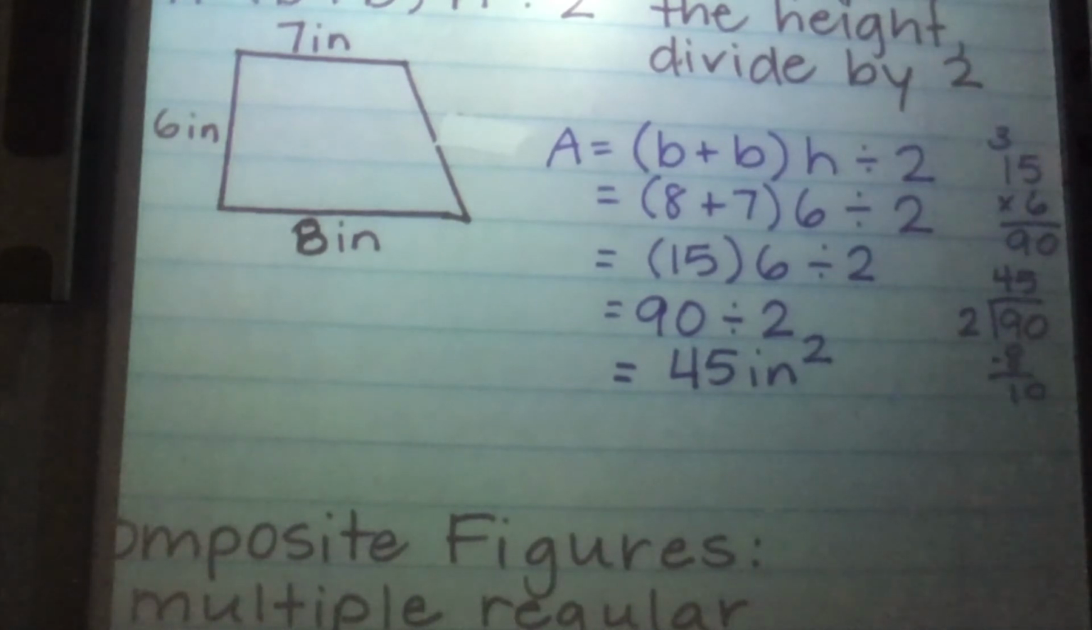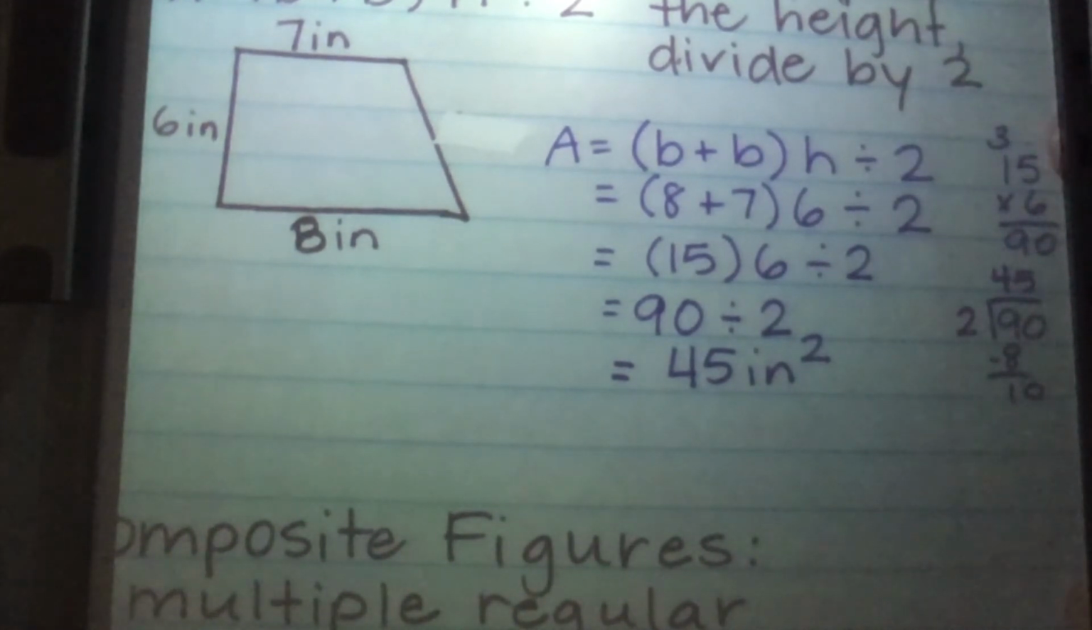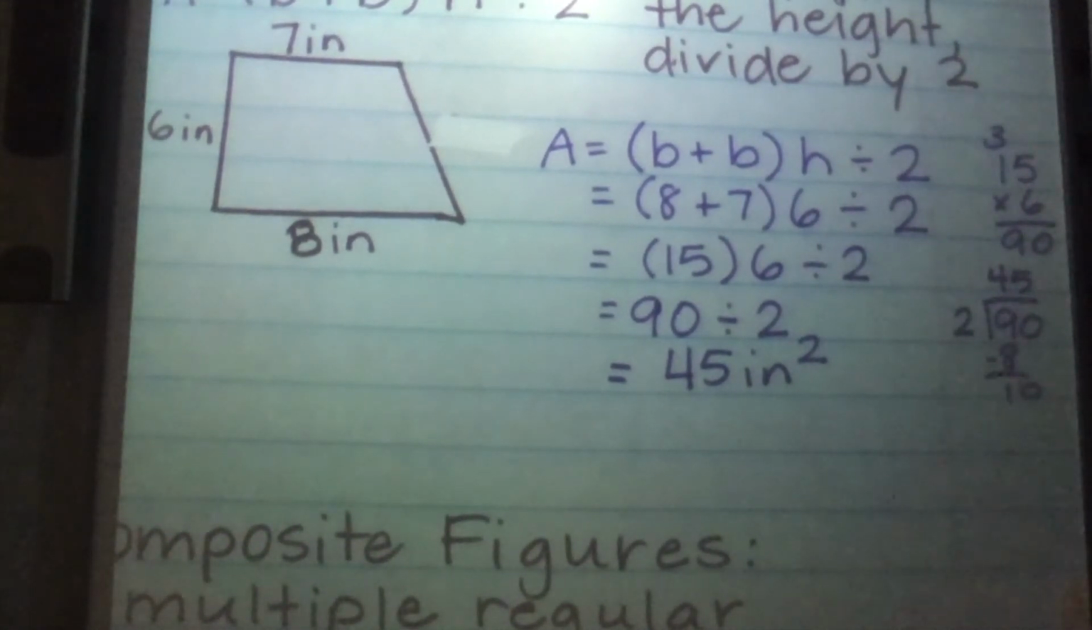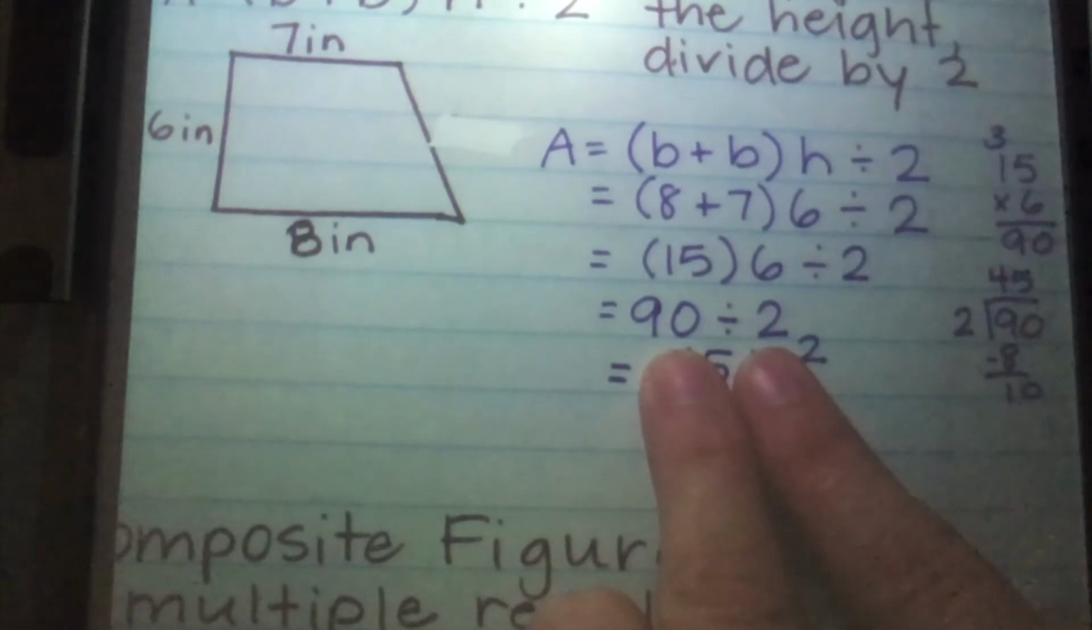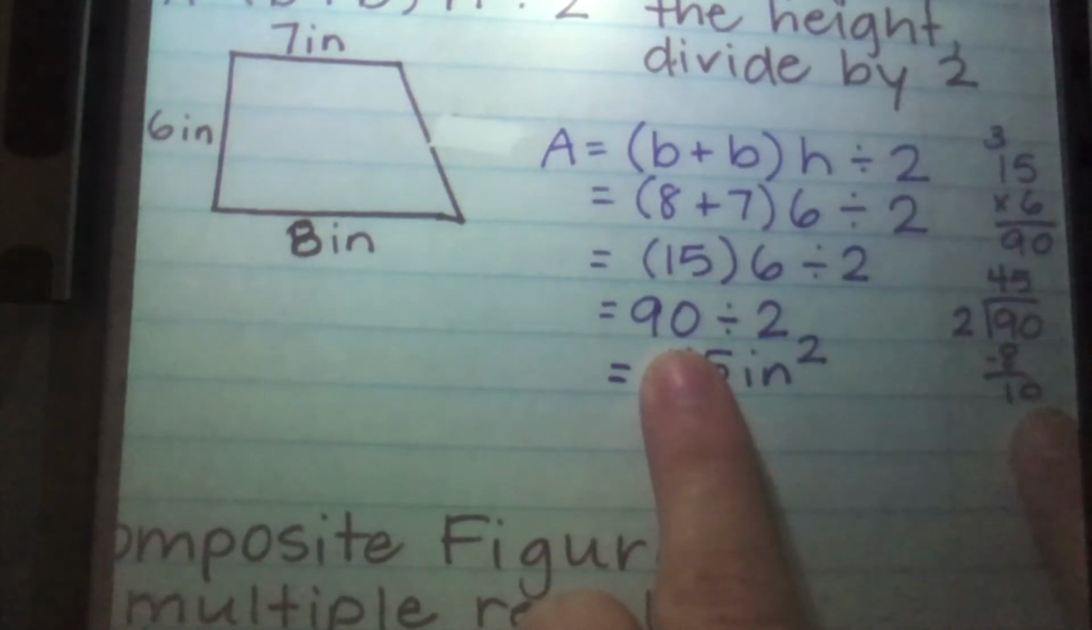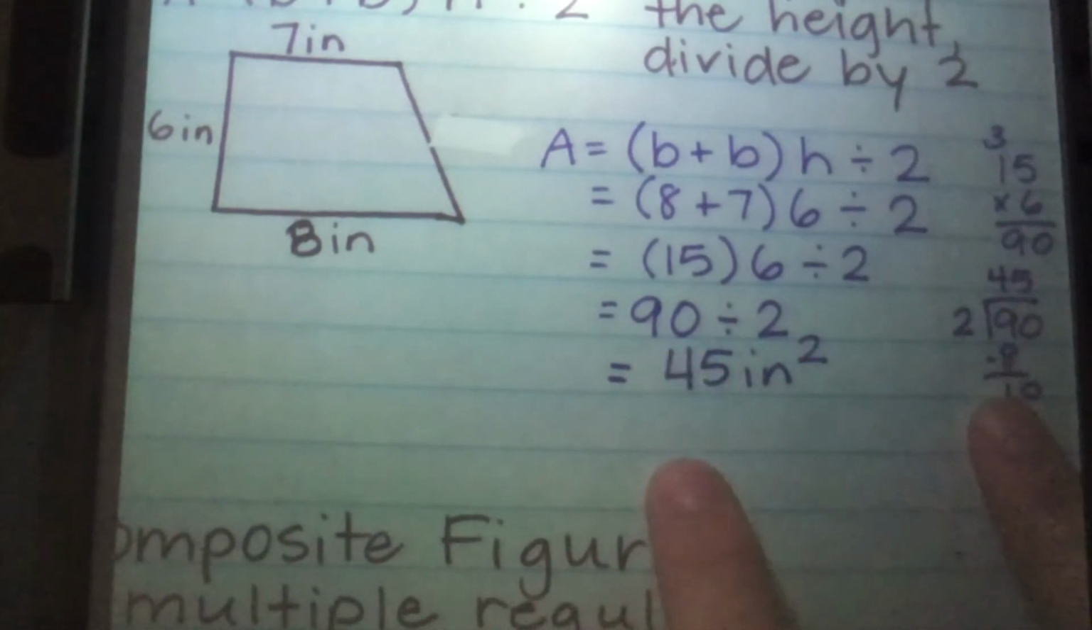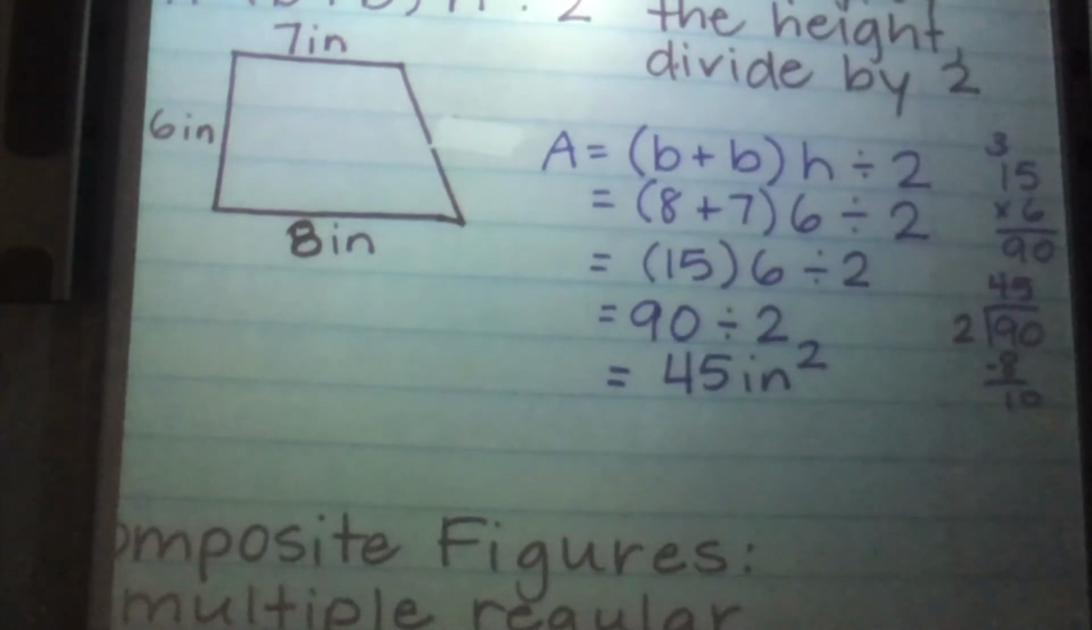6. Okay, and I did that over here. 6 times 5 is 30. And 6 times 1 is 6, plus 3 more is 9. So now we have 90 divided by 2. Some of you probably could do that in your head, but if you can't, I have worked it right here. 2 goes into 9 4 times. You bring down your 0. 2 goes into 10 5 times. So the area of this trapezoid is 45 inches squared.